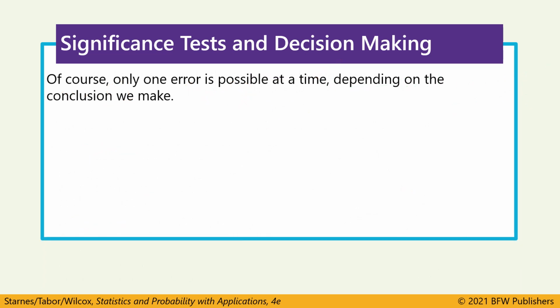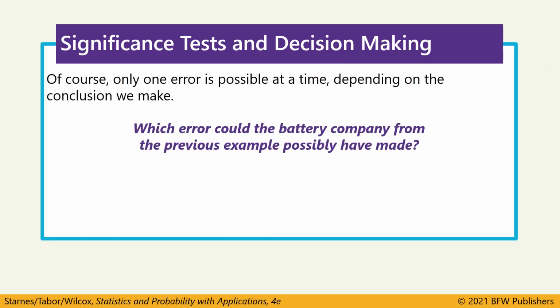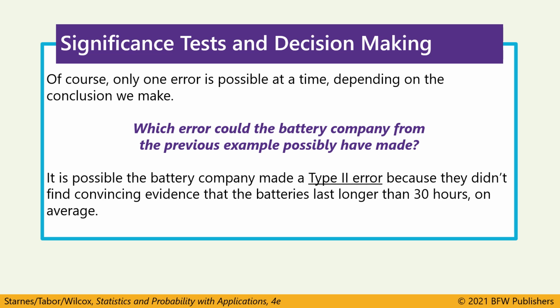It's only possible to make one error type at a time, and that depends on which conclusion we made. So on that earlier example, we had that p-value of 0.0729 and compared it to an alpha level of 1%. We failed to reject the null hypothesis because the p-value is over that alpha level. And when we fail to reject the null hypothesis, we can only make a type 2 error. All right, a type 1 is when we reject the null hypothesis. A type 2 is when we fail to reject the null hypothesis.